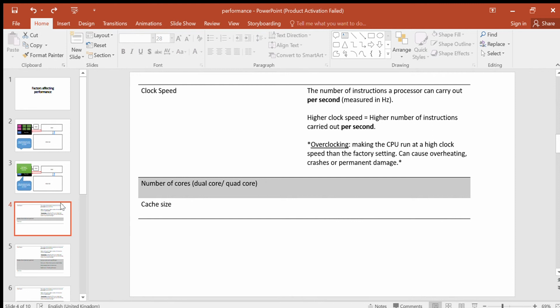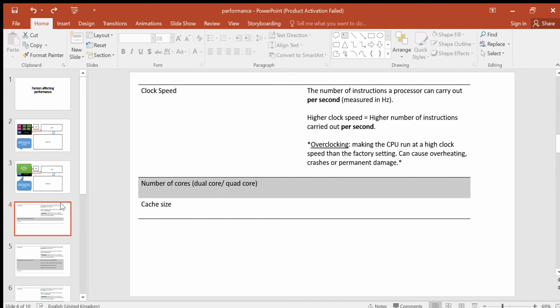Now, you might have heard this phrase overclocking, and that is where you make your CPU run at higher clock speed than the factory setting that has been set to. This is good, yeah, because you can speed up the processing of instructions per second, but in exchange for that, the potential issues are it can cause overheating, it can cause the computer to crash, or it can actually cause permanent damage to the system. So it's something to be exercised with caution.